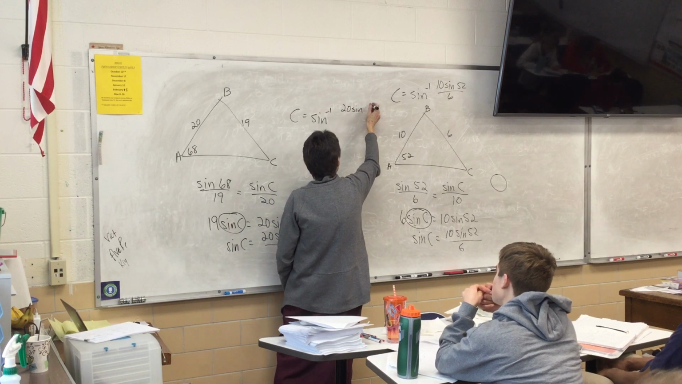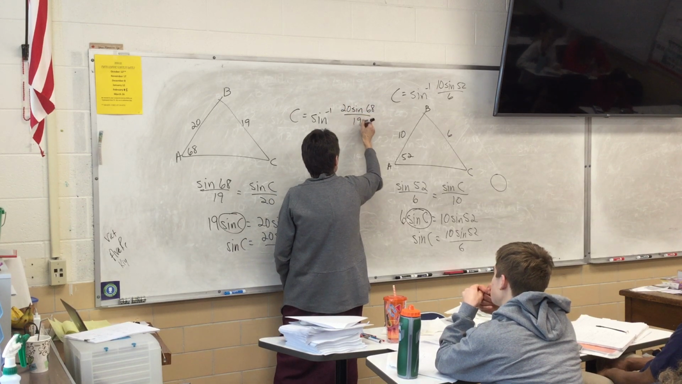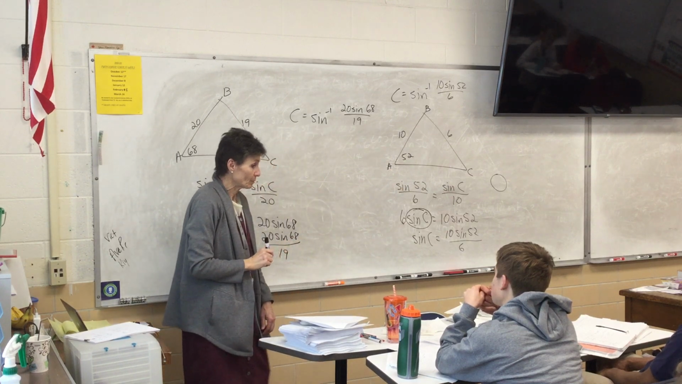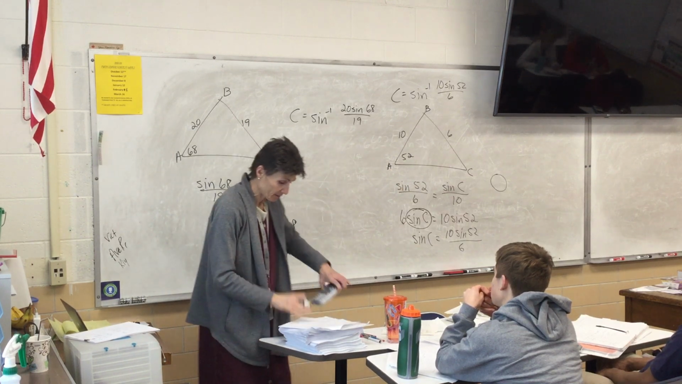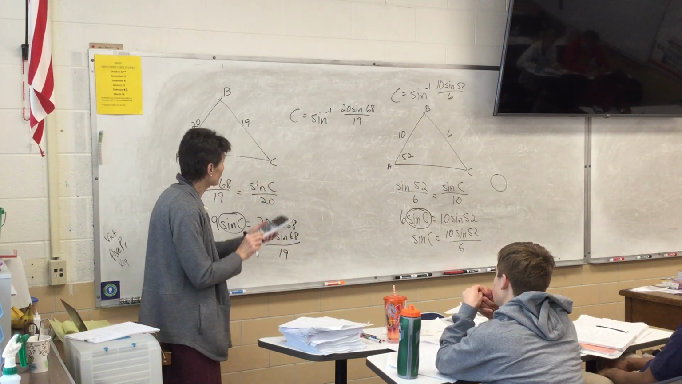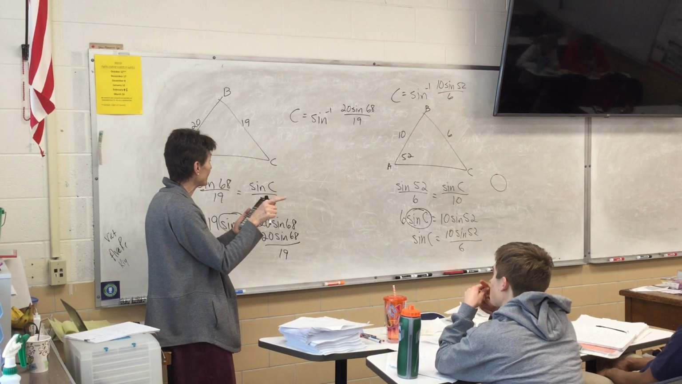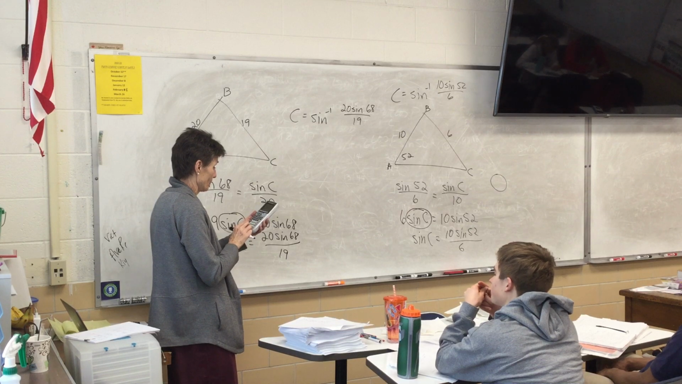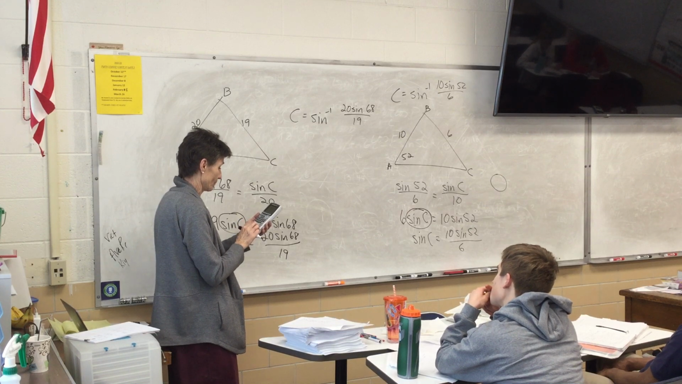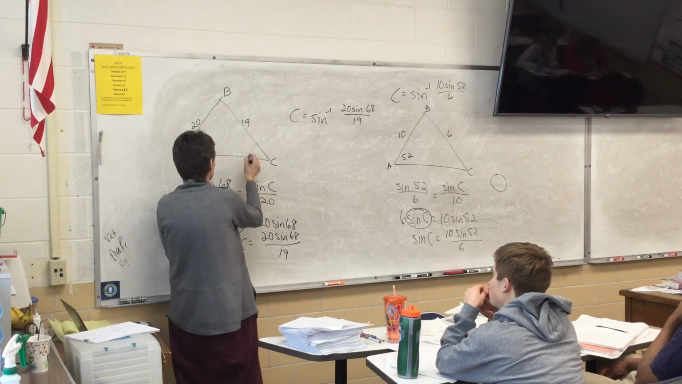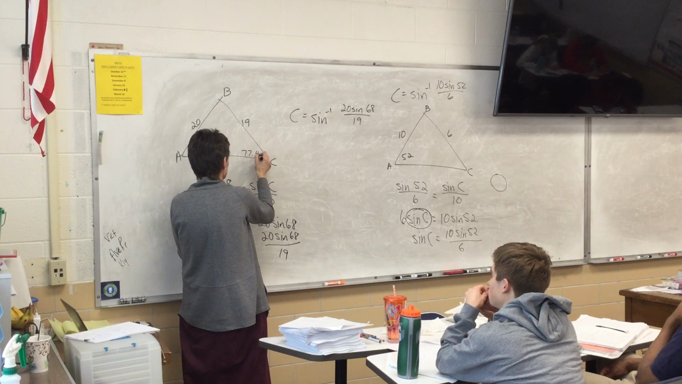And then to get C by itself, we'll have to take the inverse sine. You're either going to get an answer or you're not. The last time we typed this in, we got nothing. I got 77.42. Let me see. Did you get an answer? I did. Yep, I got 77.42.